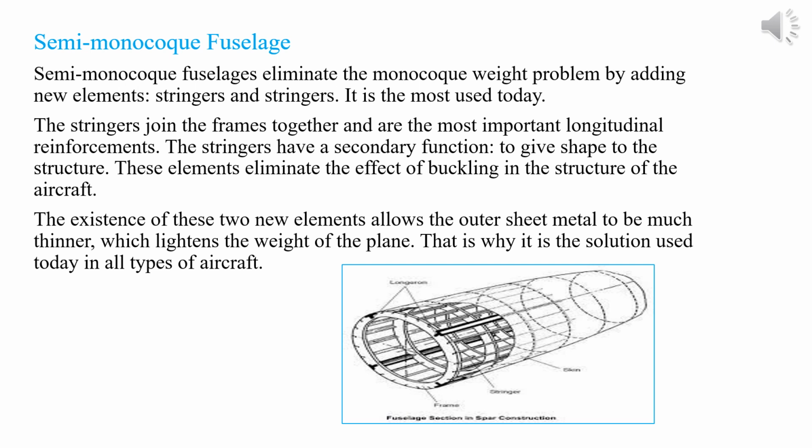These elements eliminate the effect of buckling in the structure of the aircraft. The existence of these two new elements allows the outer sheet metal to be much thinner, which lightens the weight of the plane. That is why it is the solution used today in all types of aircraft.